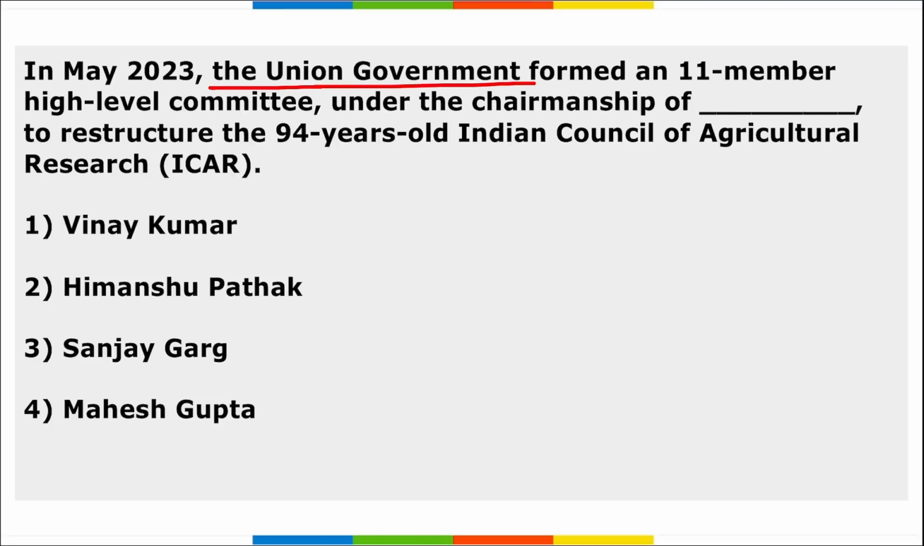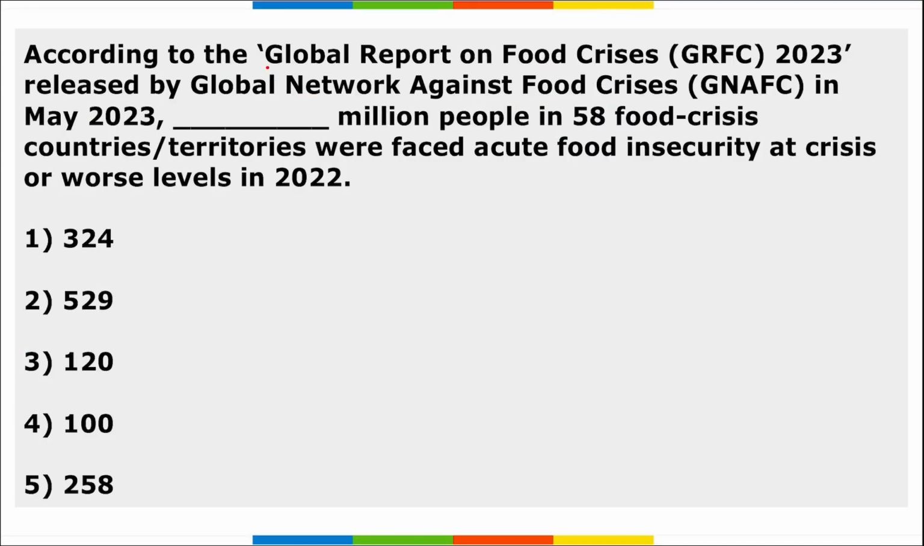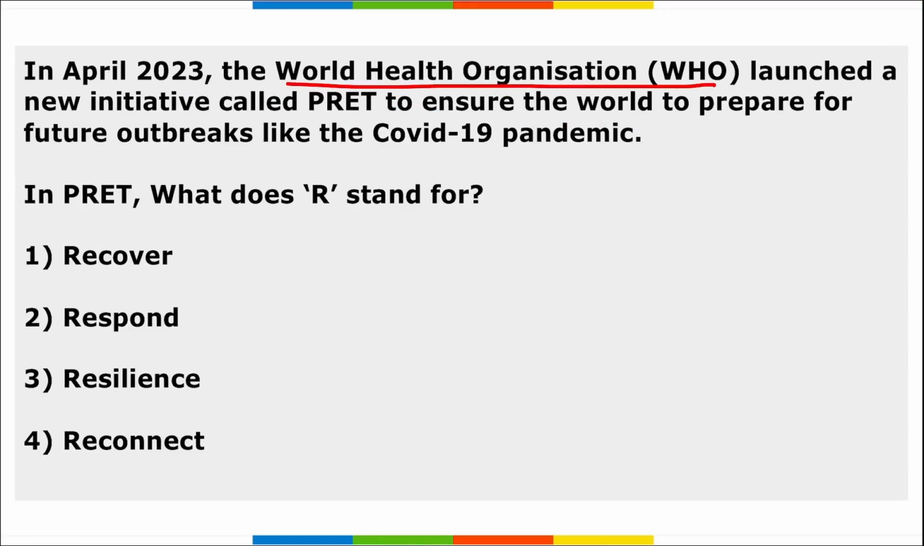Next, the union government formed an 11-member high-level committee under the chairmanship of Sanjay Garg to restructure the 94-year-old Indian Council of Agricultural Research. Right? Important. Next, according to the Global Report on Food Crisis released by the Global Network Against Food Crisis in May, many million people in 58 food crisis countries faced acute food insecurity or worse levels in 2022. Right? So how many million people? 258 million people.